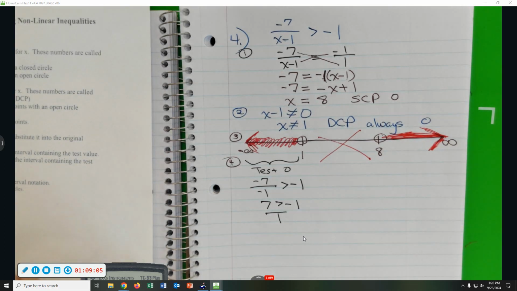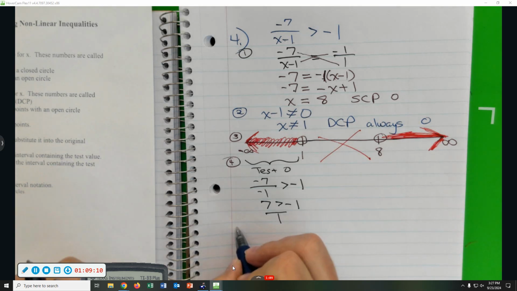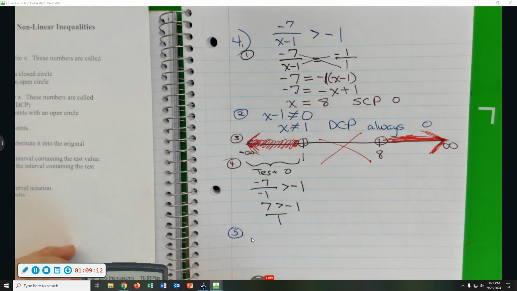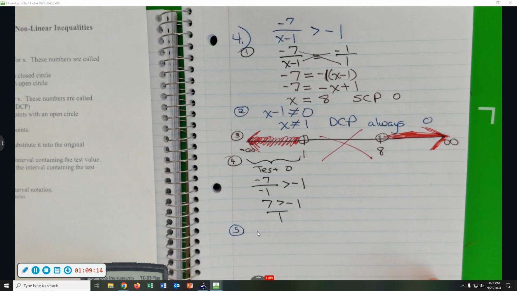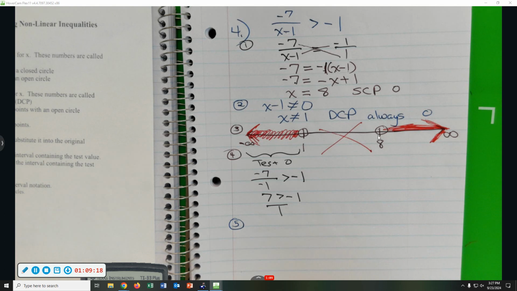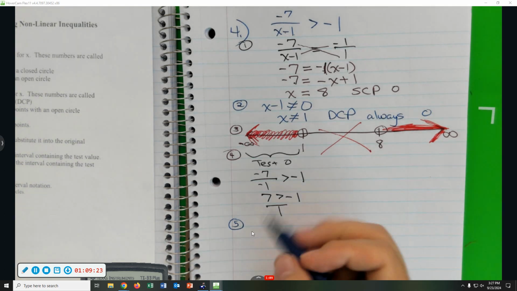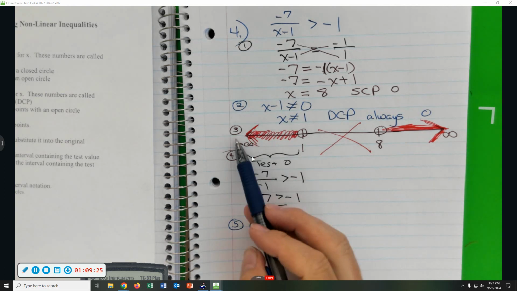Fifth and final step, right up here: interval notation. Call it out as if you were typing it. Am I going to have any brackets in my interval notation? No, because there are no closed circles. So it's only going to be parentheses. I'll get it started. Parenthesis, we're doing this interval.